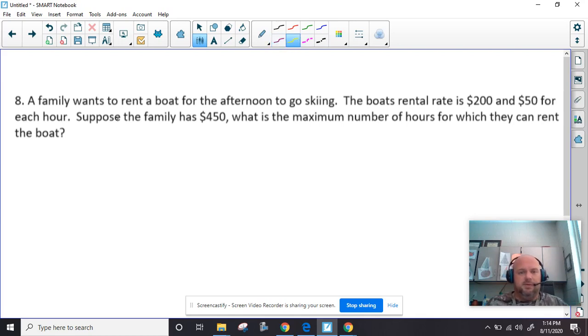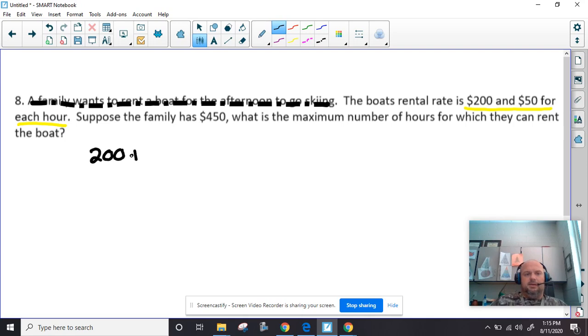More word problems. A family wants to rent a boat to go skiing. Well, again, do we need to know that? Not really. All right, we do need to know this. The boat's rental rate is $200 and $50 for each hour. So we know we got to pay $200 plus $50 an hour. Okay, remember each or per, that's when you're going to end up doing some multiplication.